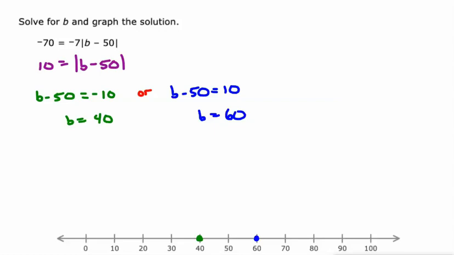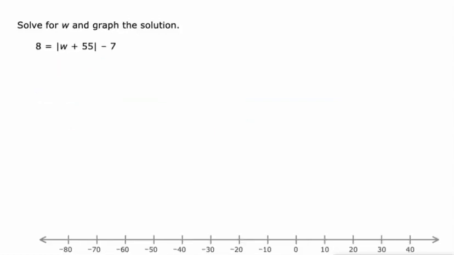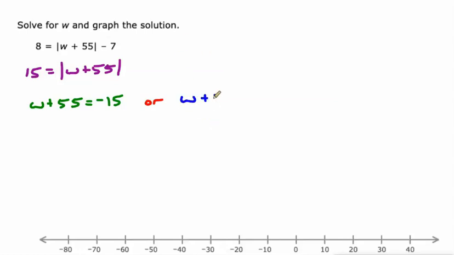They get progressively tougher, and then there's a little trick at the end too. All right, so we're going to add 7 to both sides here to isolate the absolute value quantity. Then we'll write our two new equations, okay? W plus 55 could be -15 because the absolute value of -15 is 15, or W plus 55 could be +15 because the absolute value of +15 is 15.